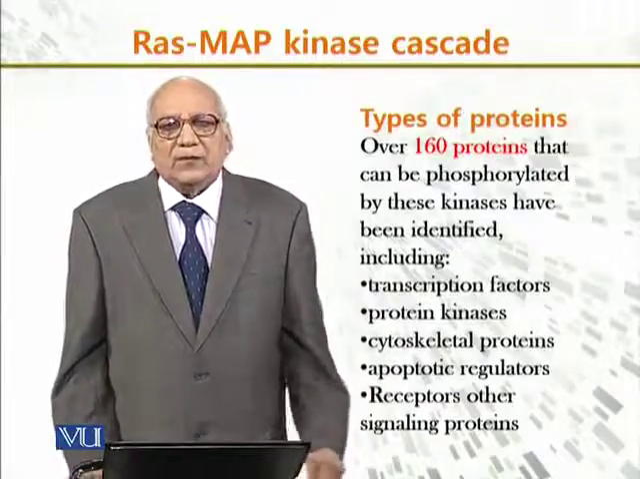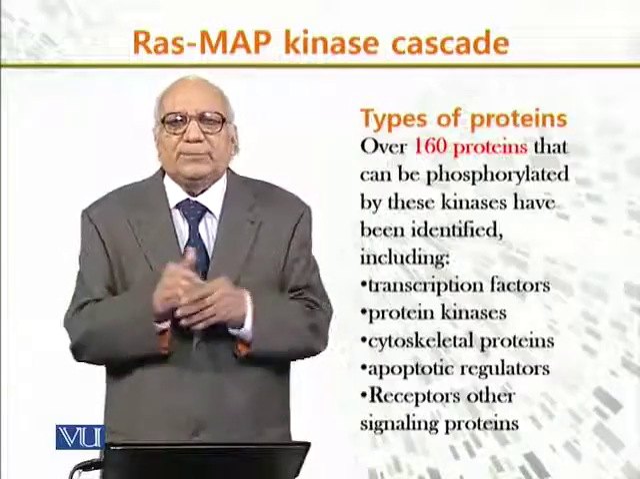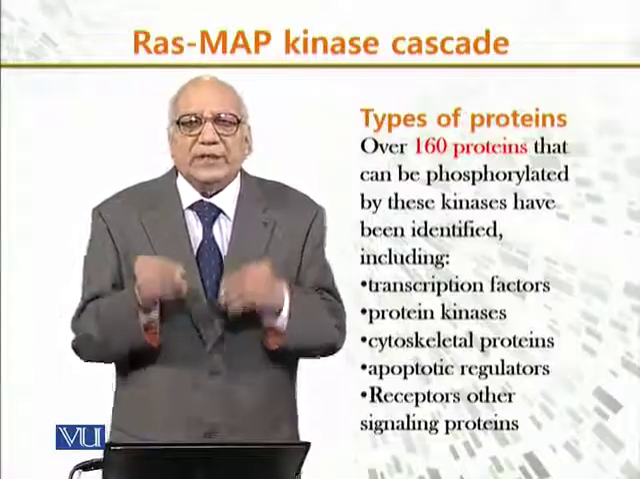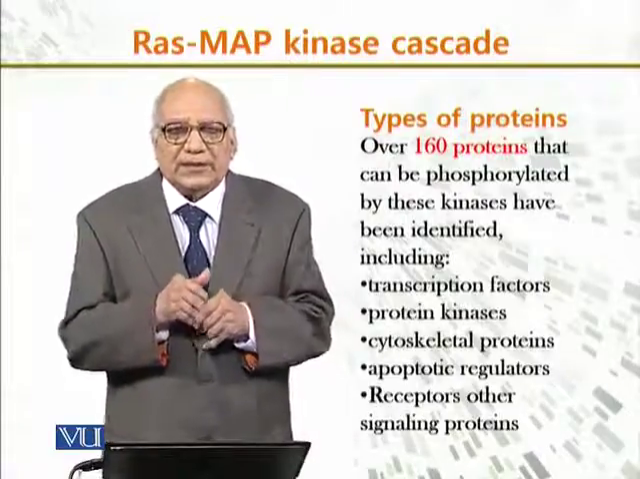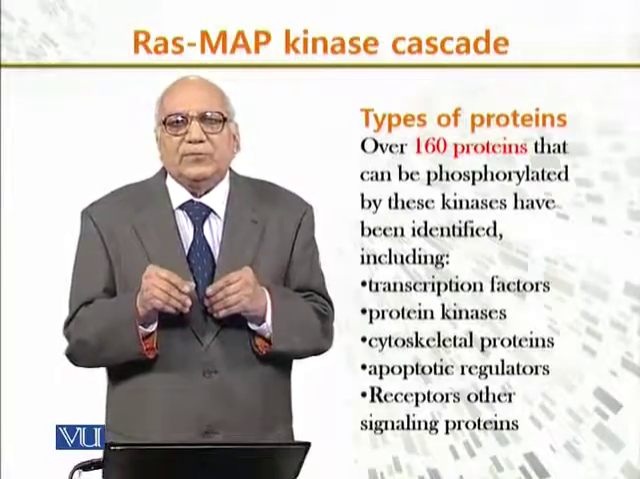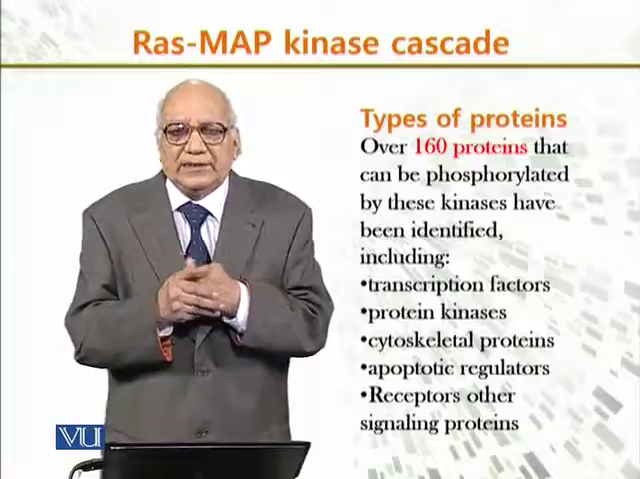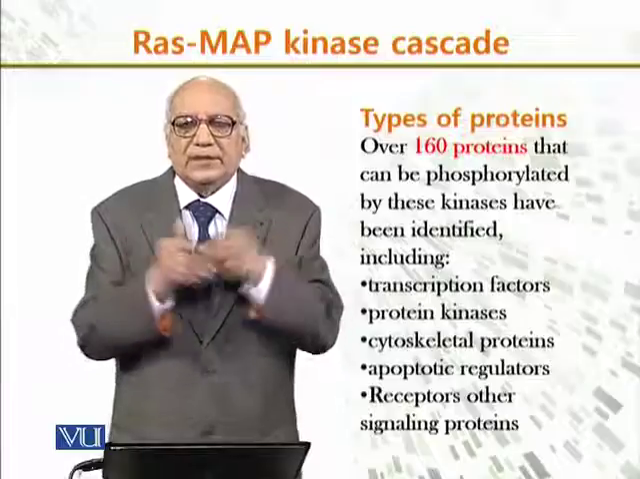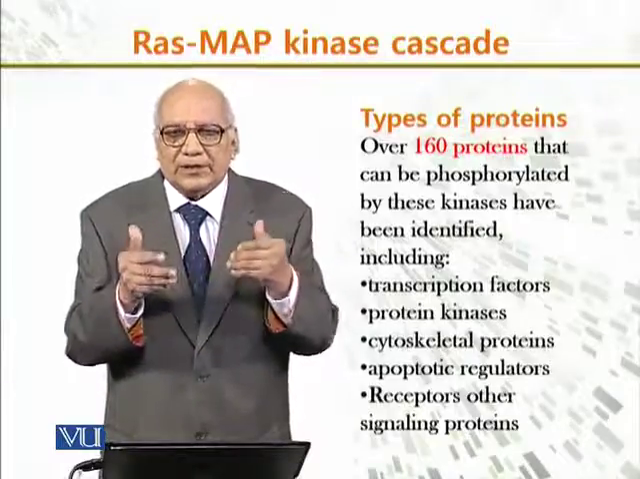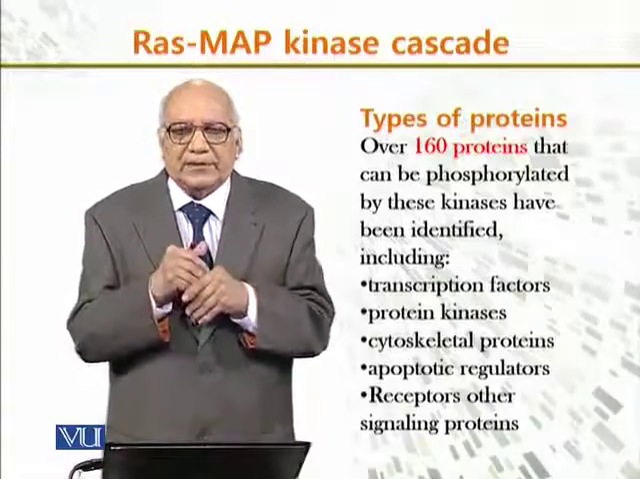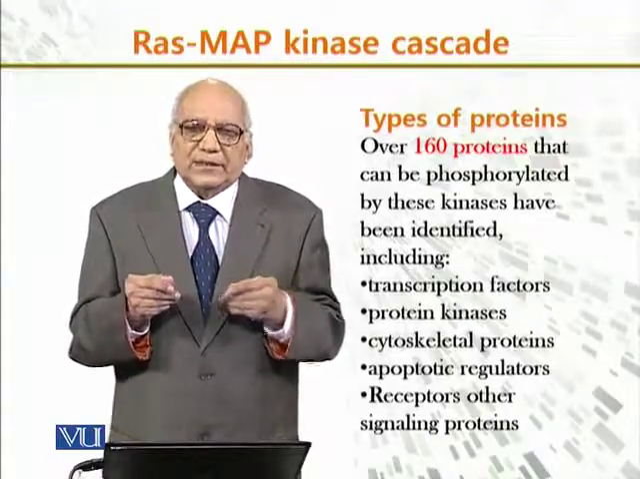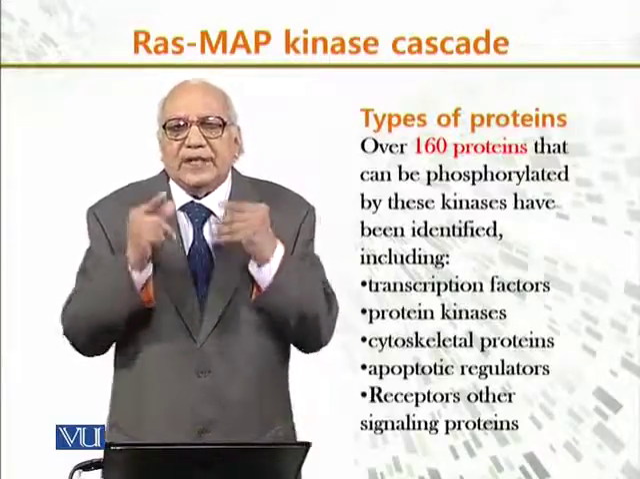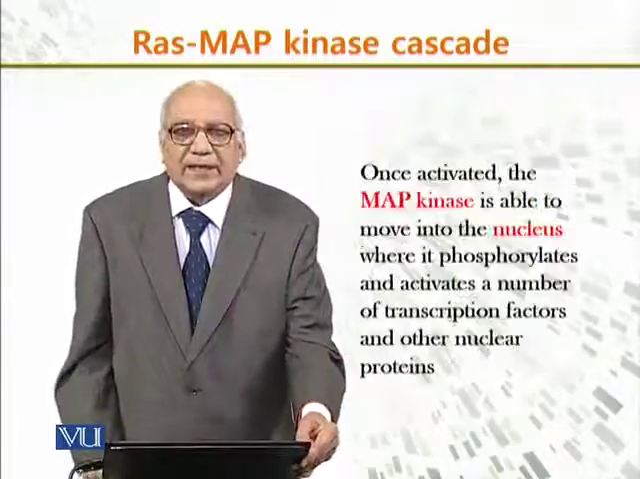Now there are more than 160 proteins that can be phosphorylated by these kinases, जो कि इन kinases से phosphorylate हो सकते हैं and they have been identified. वो कैसे उनकी शनाख्त है? They are transcription factors, protein kinases, cytoskeletal proteins, apoptosis regulators, receptors, and other signal proteins. So ये 5 जो ग्रुप हैं, ये identify हो चुके हैं.